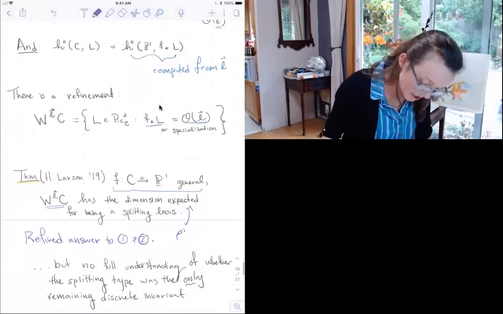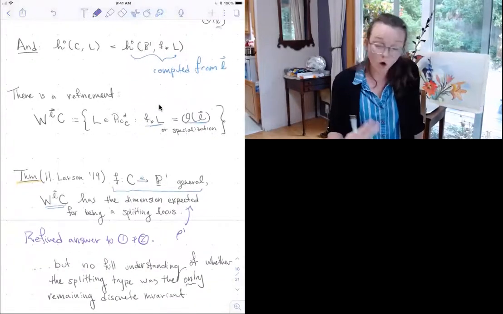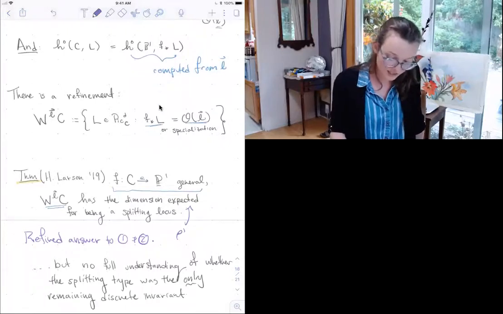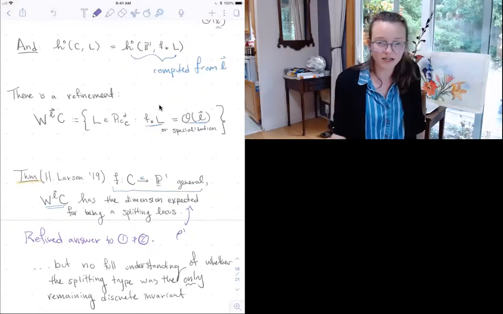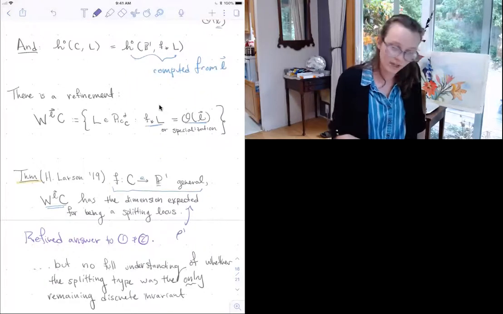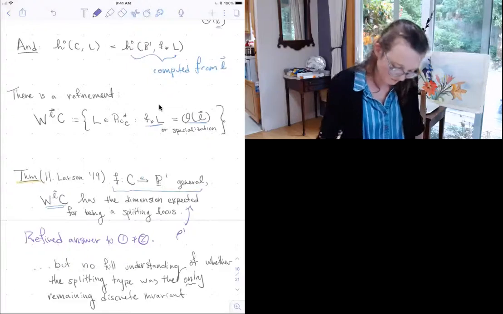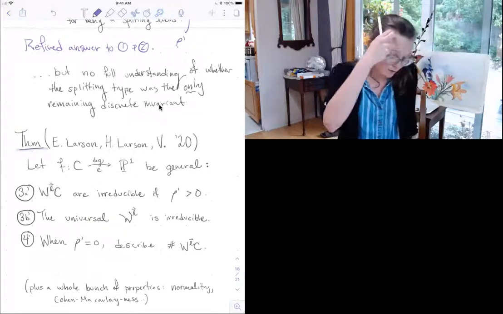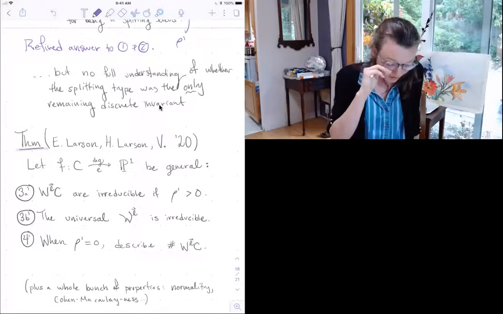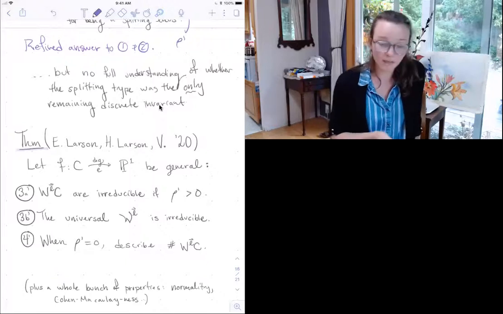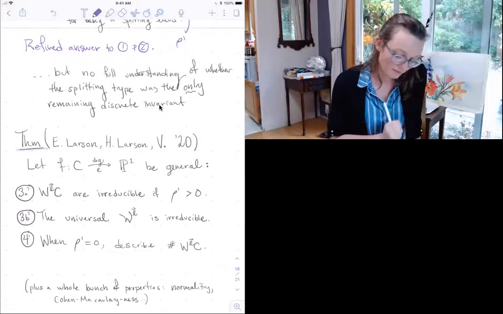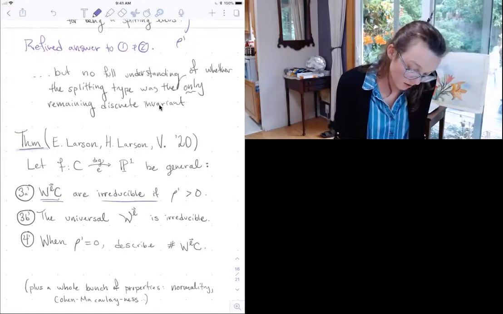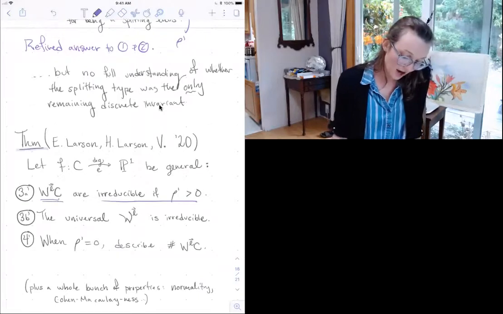But it still was not known whether or not the splitting type was the only remaining discrete invariant. So whether or not these Brill-Noether splitting loci were themselves irreducible, or whether there's something else that needed to be thrown into the mixture to really understand all of these maps. So that's what we prove. We give a complete remaining answer to this question of Brill-Noether theory for curves coming with a fixed degree E map to P1 that are general. So these splitting loci are irreducible if the expected dimension is greater than 0.